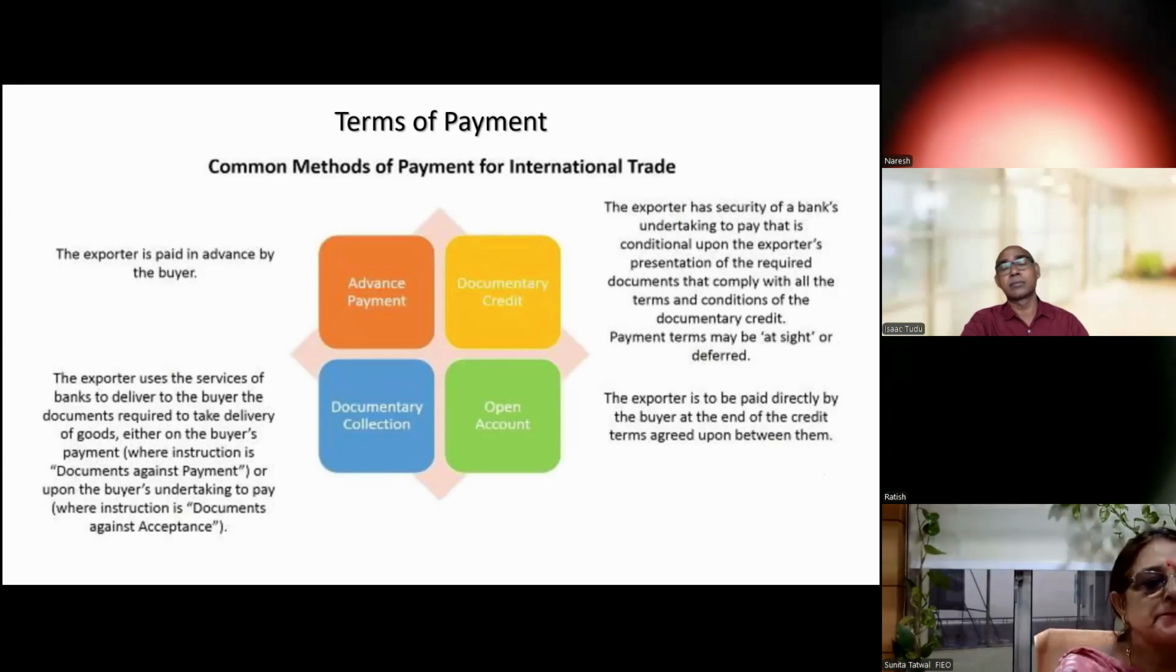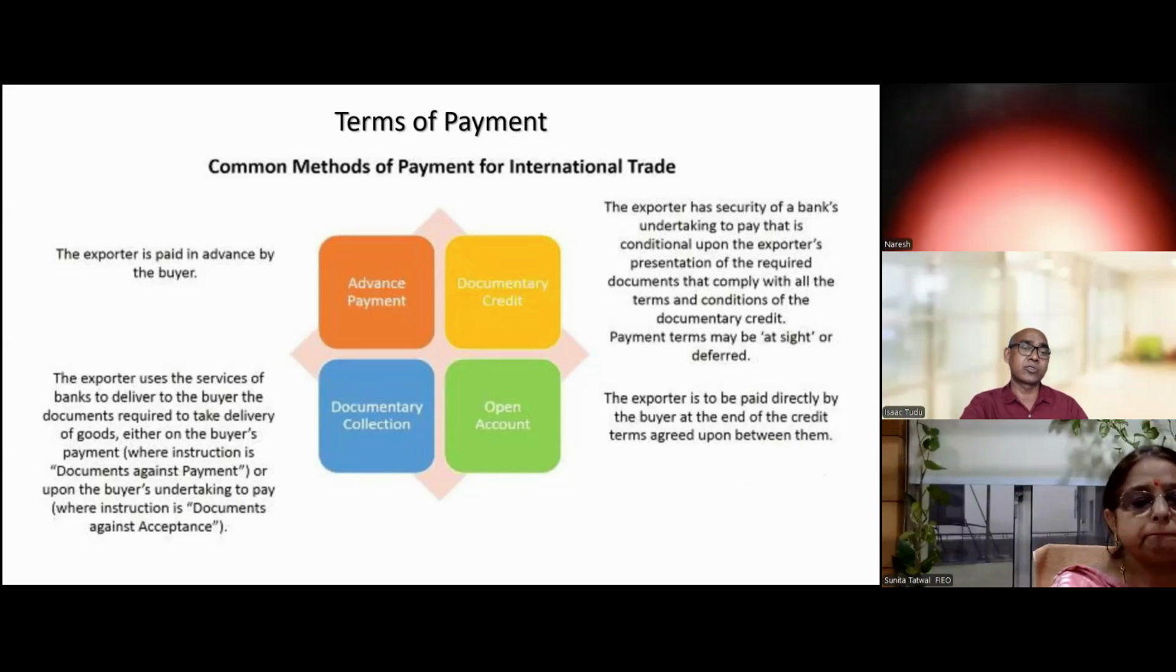Documentary credit: as an exporter, you are secured by the issuing bank's undertaking that if you submit documents under the LC, according to the LC, which are complying, then the issuing bank gives you assurance, you can say an undertaking, that you will get the payment. That is LC, documentary credit, letters of credit. The third is basically documentary collection.